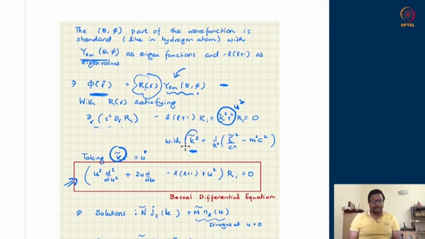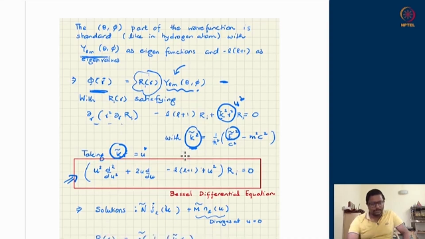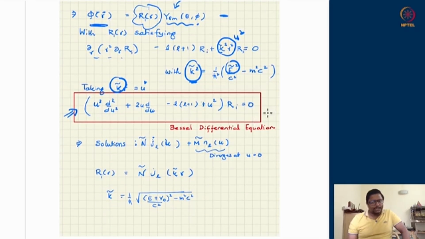Since I have written in terms of k tilde, the E tilde has appeared over here. E tilde was E minus V, which is equivalent to E plus V naught in region 1 and equal to E in region 2. So that's all. And the Bessel differential equation you might have seen, or if you have not, just look it up. The solutions are the Bessel functions of various kinds.